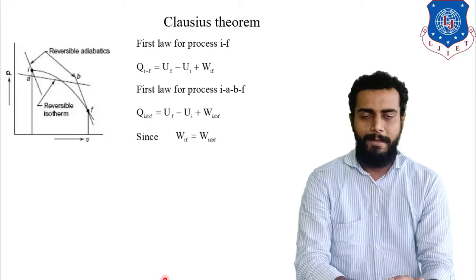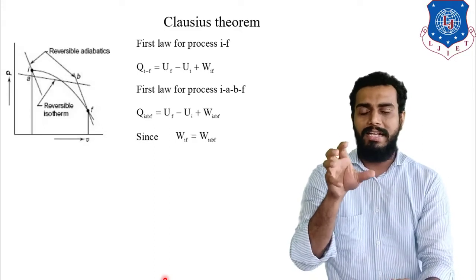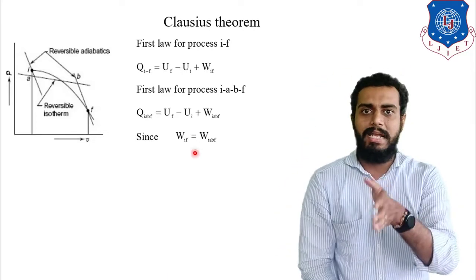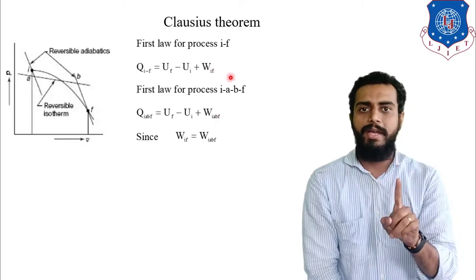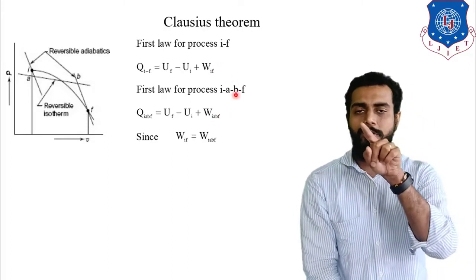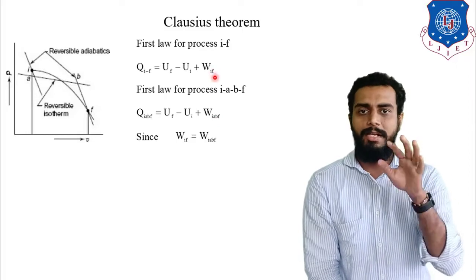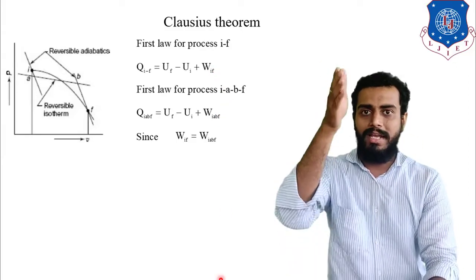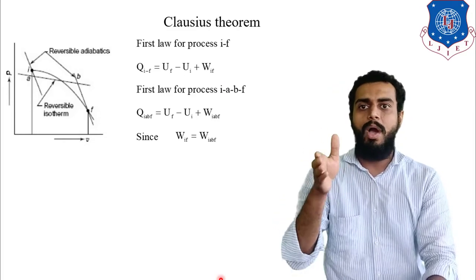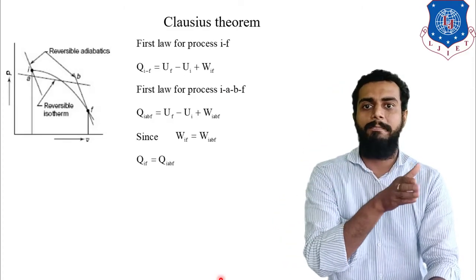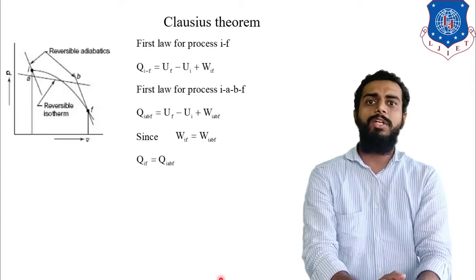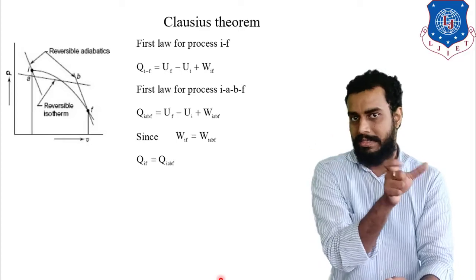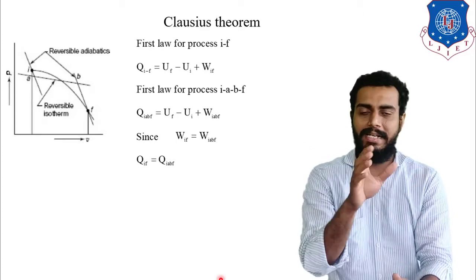Simple students. Now if you observe the above two equations, observe the right hand side. You have WIF and WIABF as the same, and also UF minus UI will be the same. So that means you can compare the left hand sides of these first two equations, right? So what are the left hand sides? Simple, QIF is equal to QIABF. Now what I will do? I will divide this heat transfer IABF into segments.